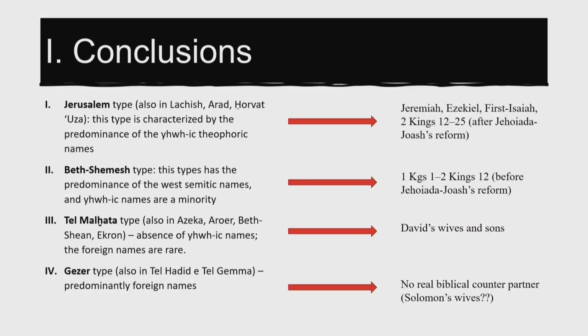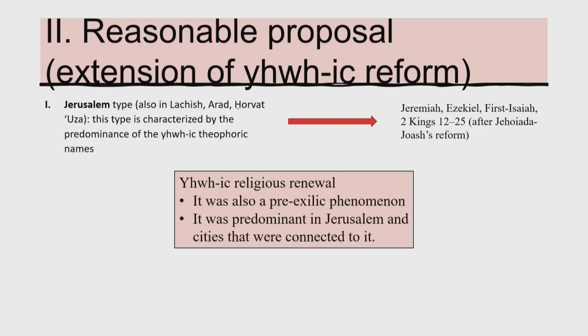So I propose this. Jerusalem type corresponds to Jeremiah, Ezekiel. So what we can say is that what we find in the ostraka in the Jerusalem type corresponds to what we have in Jeremiah, Ezekiel, First Isaiah, and Second Kings 12 or 11 first. Bet Shemesh type would correspond to what we have before Jehoiada and Joash. Malchata would correspond to David's wives, and for the Gezer type there is no real correspondence. So this is what I would propose, a reasonable proposal, on the extension of Yahwistic reform.